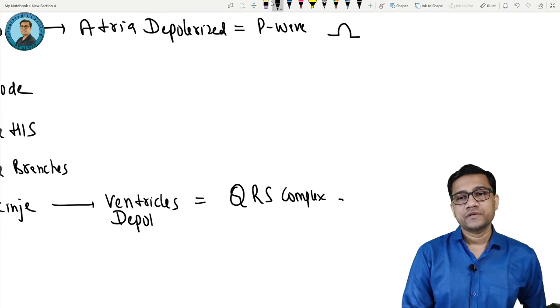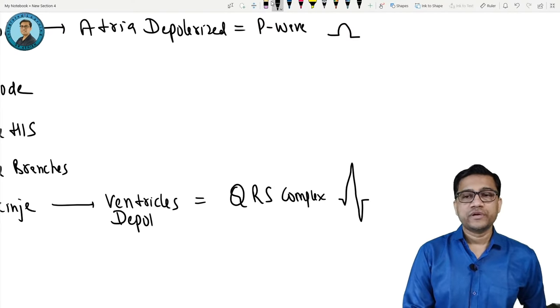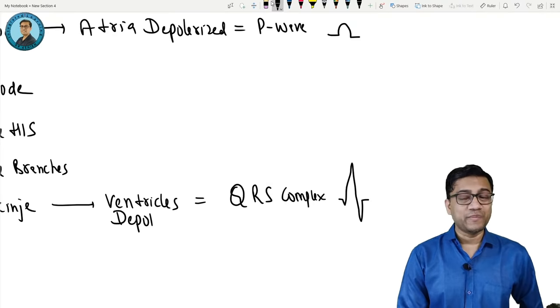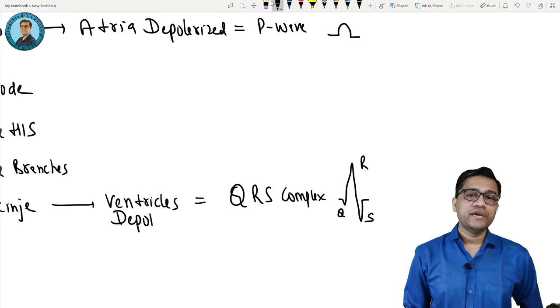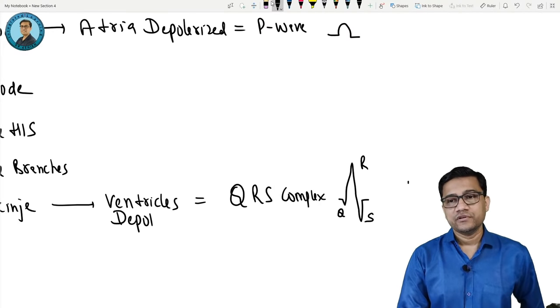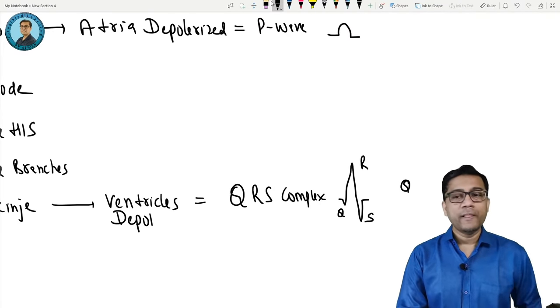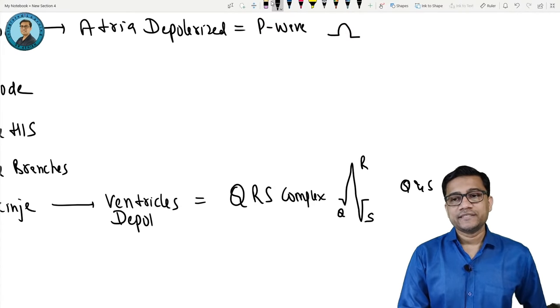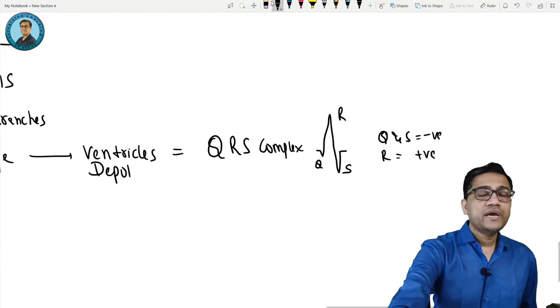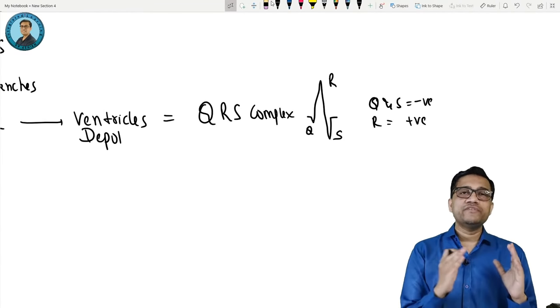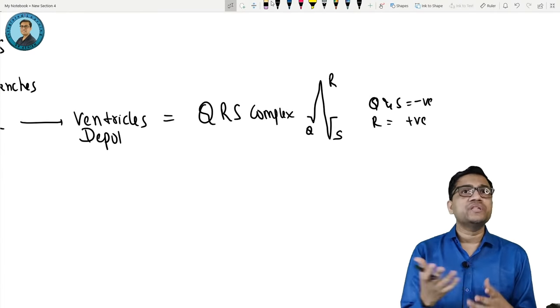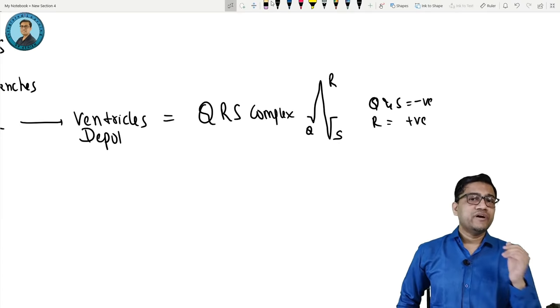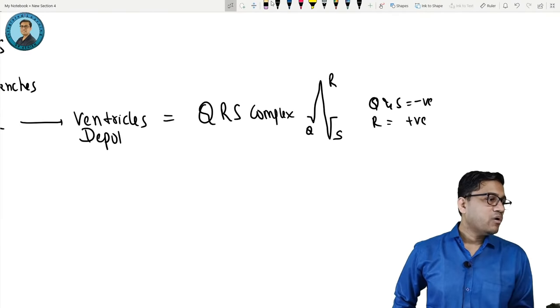They look like this. I know my handwriting, my drawing, is bad. This is Q, this is R and S. So Q and S are negative, sometimes called a small q. R is positive. I'm not going into detail about how the Q wave is formed by ventricular depolarization, etc. Why? You need to solve questions, not learn the exact details of everything. So the ventricles get depolarized.